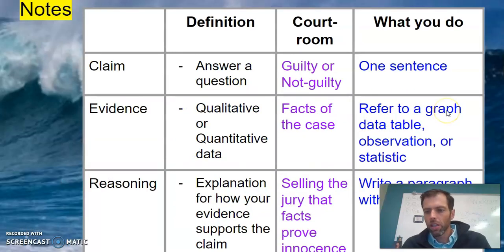Was that a graph? No. Was that a data table? No. Was that an observation? Yes, it was. It didn't have to do with numbers, but it was qualitative data. So it's good evidence.